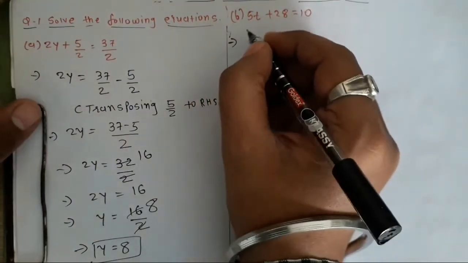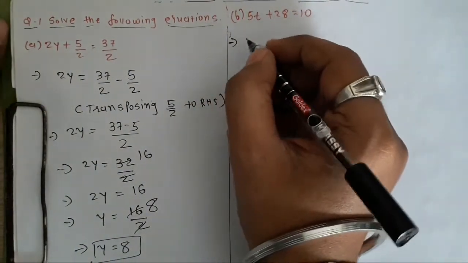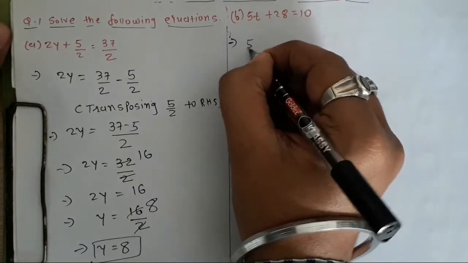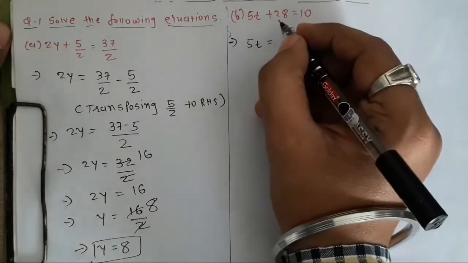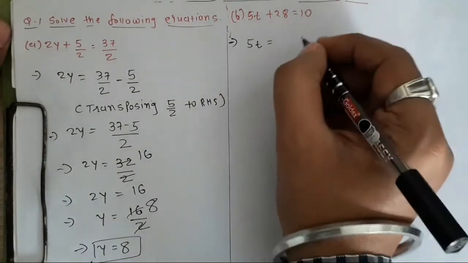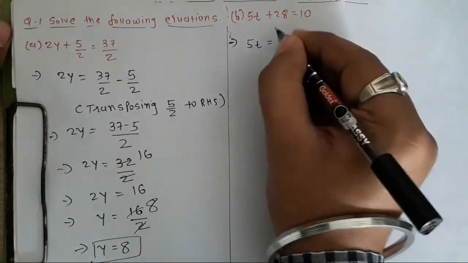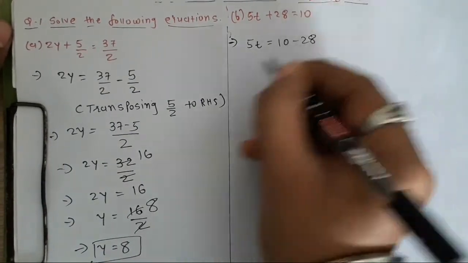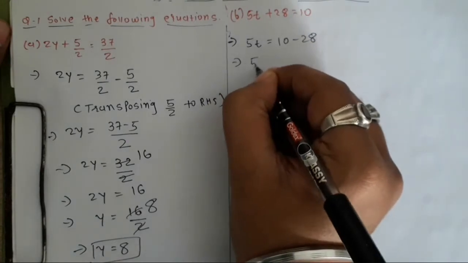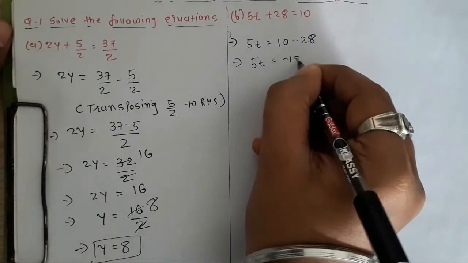Now the next one, 5t plus 28 is equal to 10. Now I have to separate this t, or I have to find the value of t. So for that, 5t now, plus 28 is there. If I take this one to the RHS, then it will come as subtraction. So 10 minus 28. Now 5t is equal to minus 18.